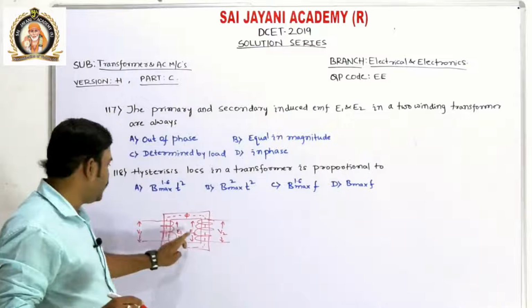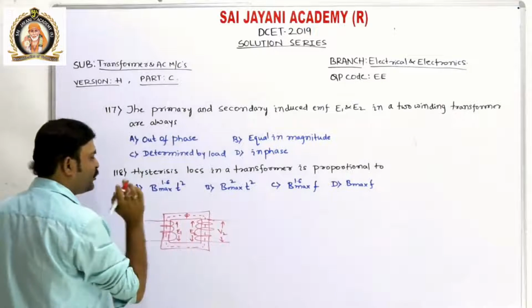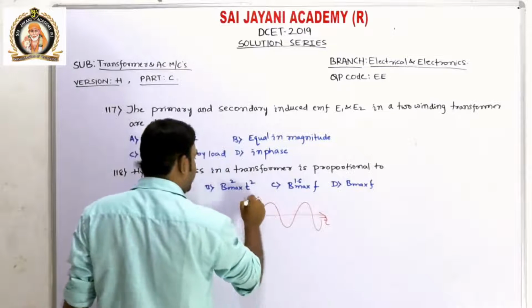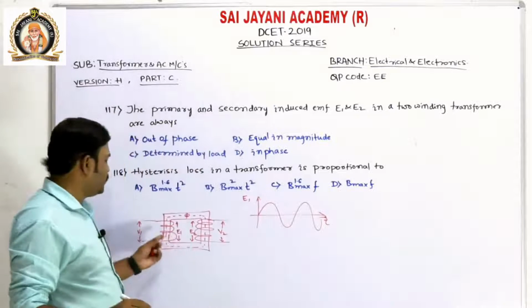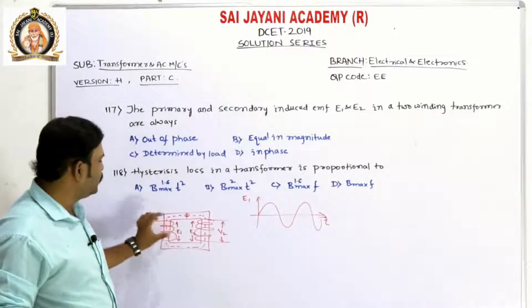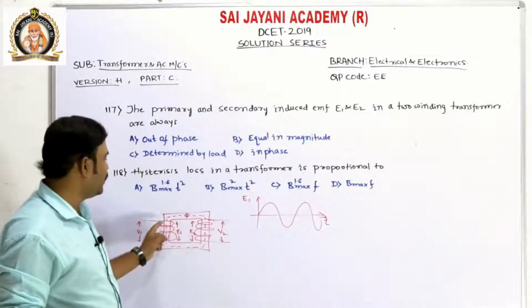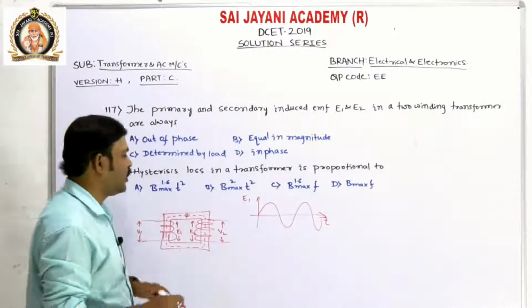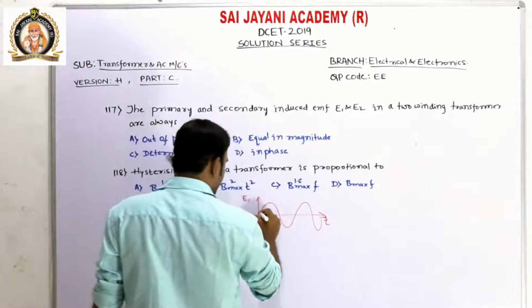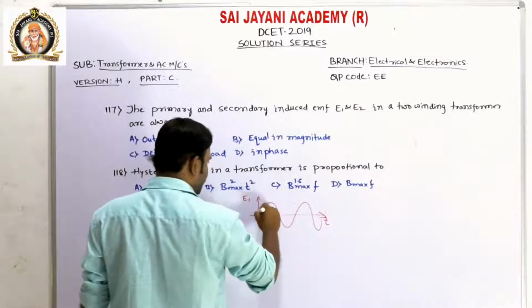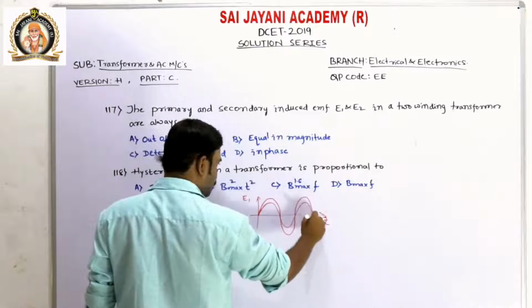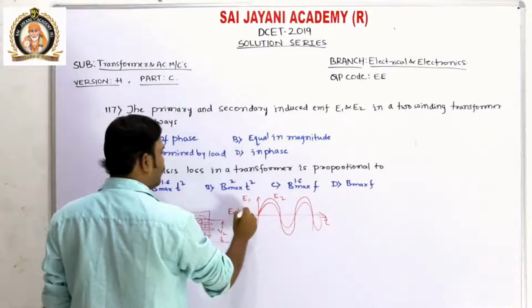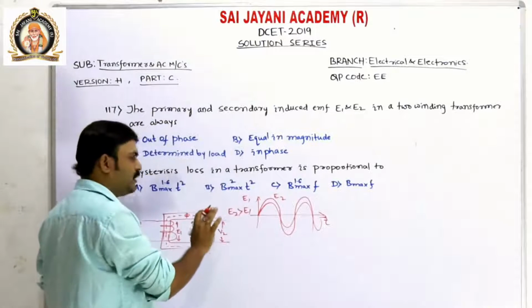What has he asked? E1 and E2, this E1 and this E2. Because of this V1, E1 is induced, and because of that E1 flux is created, and that flux is alternating in nature, and that also cuts the secondary conductors, and then E2 is induced there according to Faraday's law of electromagnetic induction. Its magnitude depends on the number of turns. If the secondary number of turns is more, E2 will be greater than E1. If the secondary turns are less, E2 will be lesser than E1.